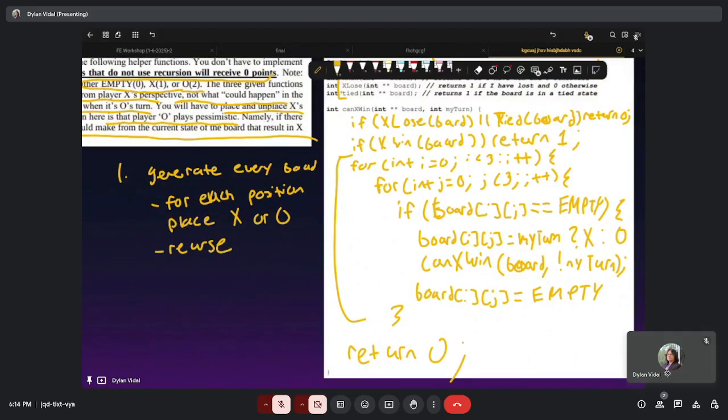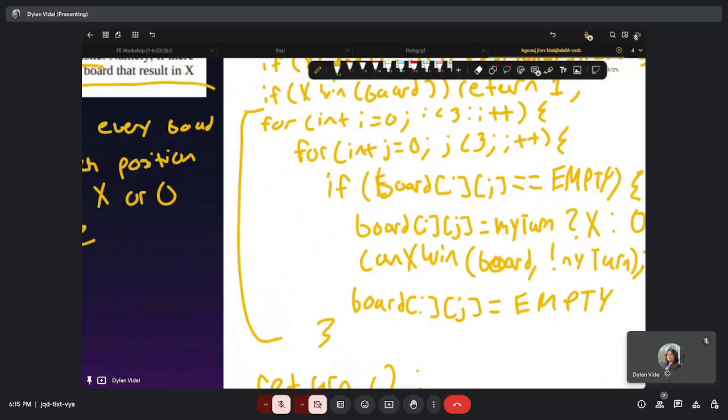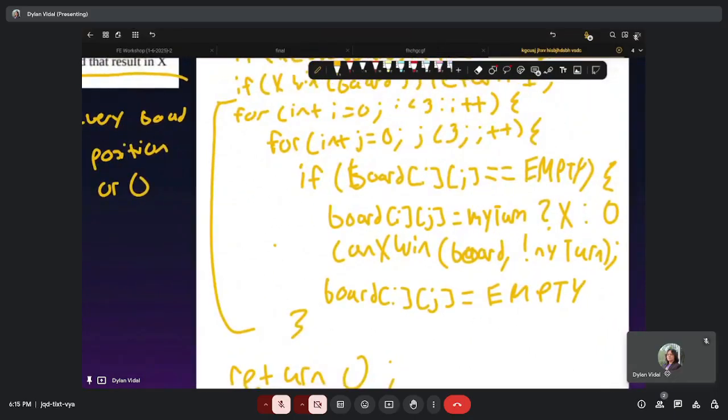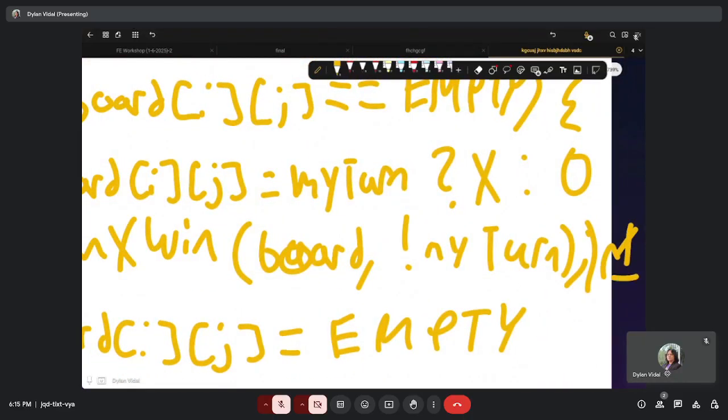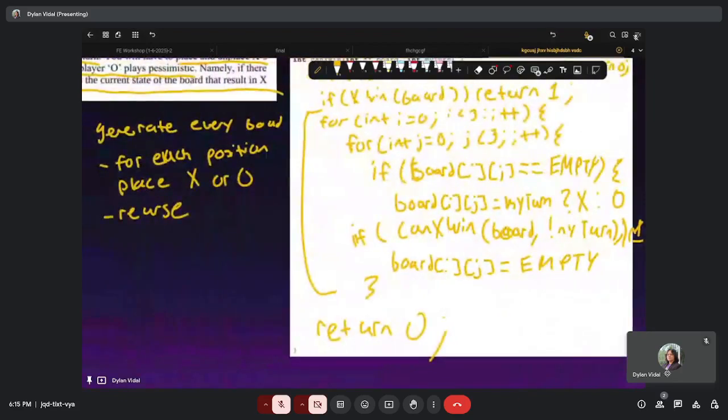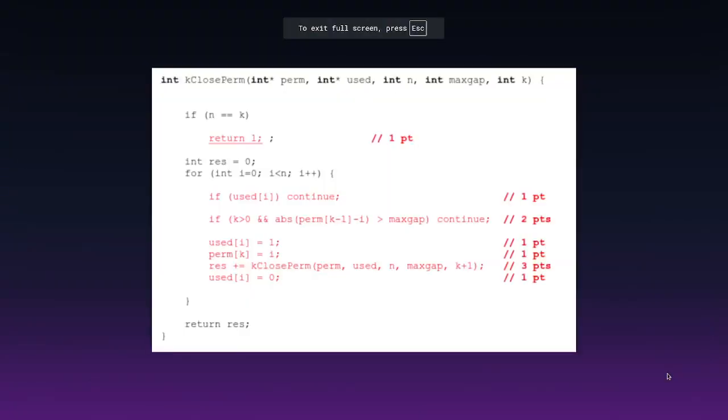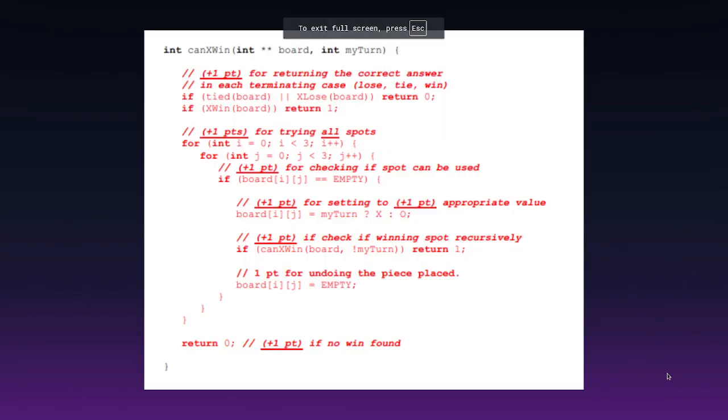So this is just a permutation problem. But in the middle here, we also have to return this. If can win, we return 1. See how that works? We generated every possible permutation of tic-tac-toe. Either you're in, you're out, place it in, took it out, kept generating, returned. Sound good? All right, with that being said, there you go.